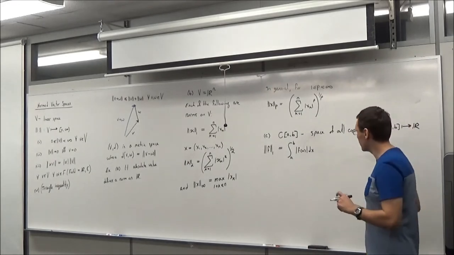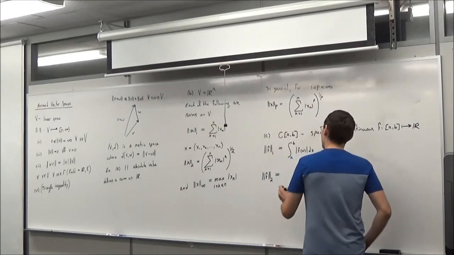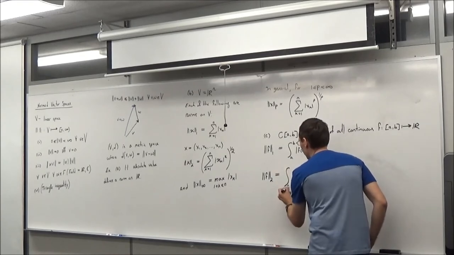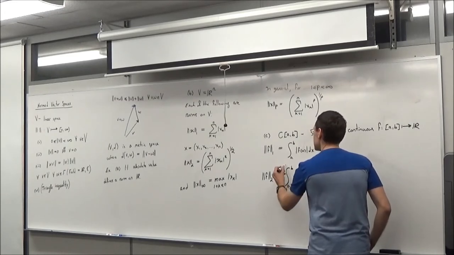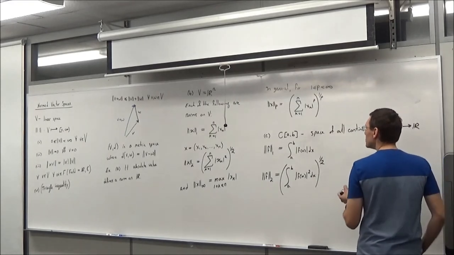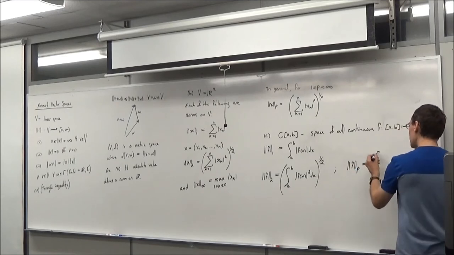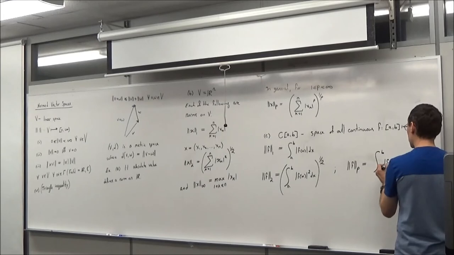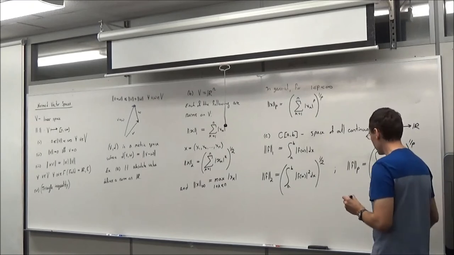I see some eyes glancing, so no. The two norm. What is the two norm? It's going to be the integral from a to b of the absolute value of f of x squared dx, to the power 1/2. And I can just say that in general, the p norm will be the integral from a to b of the absolute value of f(x) to the power of p dx, to the power of 1 over p. Okay?